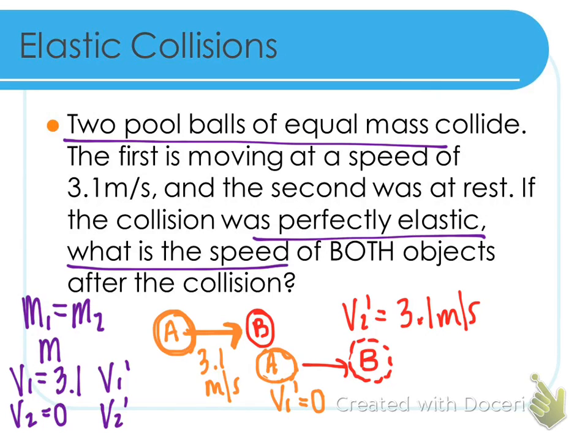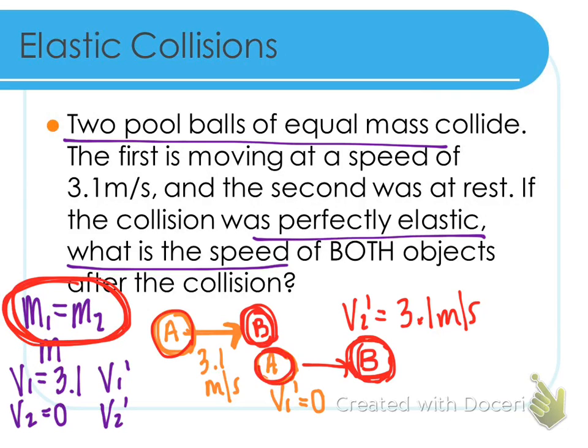The only time this works is when we have objects of equal mass. That's why that was important to us. This relationship doesn't work perfectly every time unless our masses are equal to each other, because then essentially our masses cancel out. If our masses are not equal to each other, we don't have this perfect switch of velocities. So this works in situations where we have equal masses and a perfectly elastic collision.